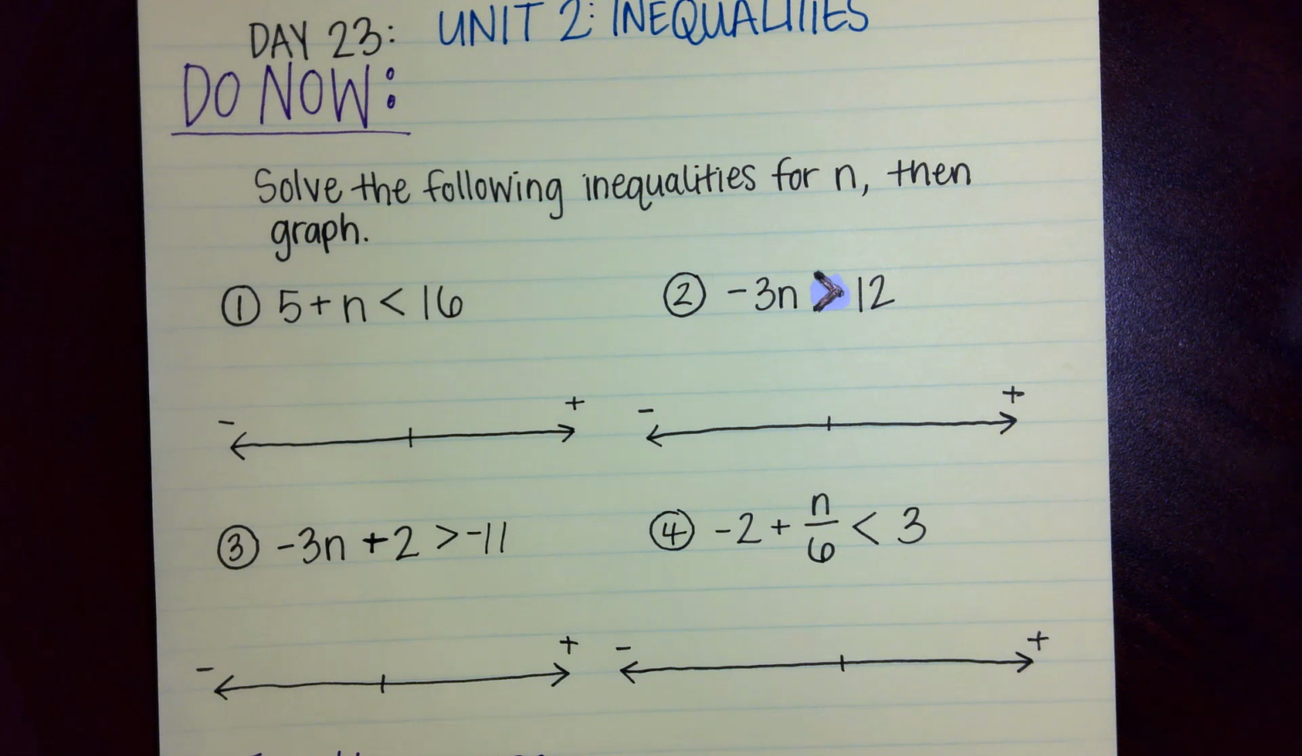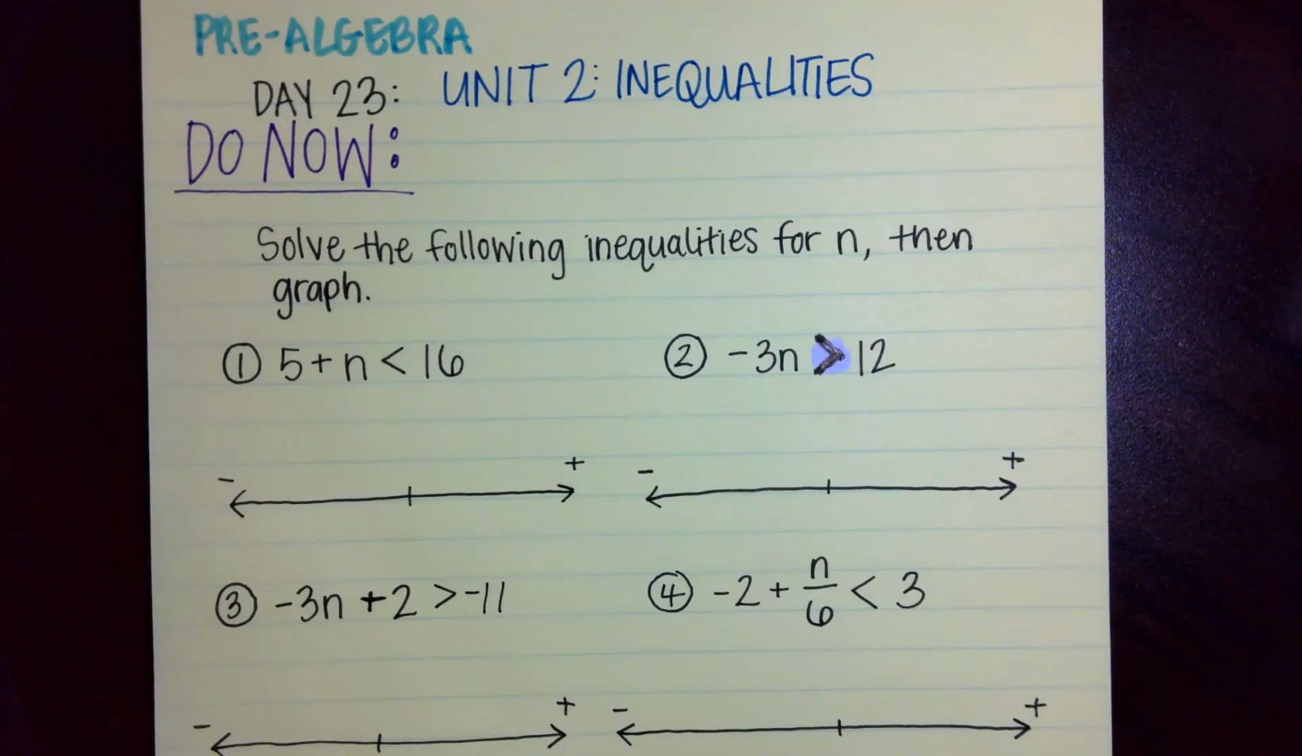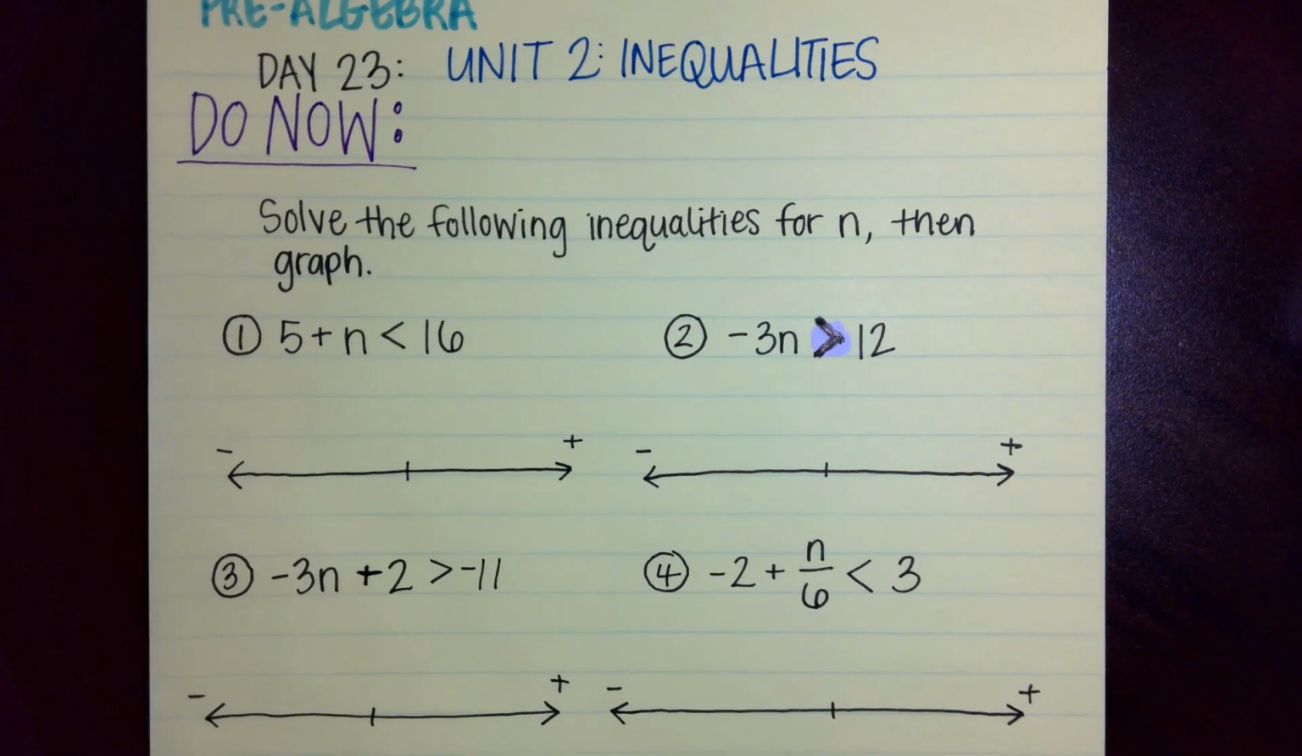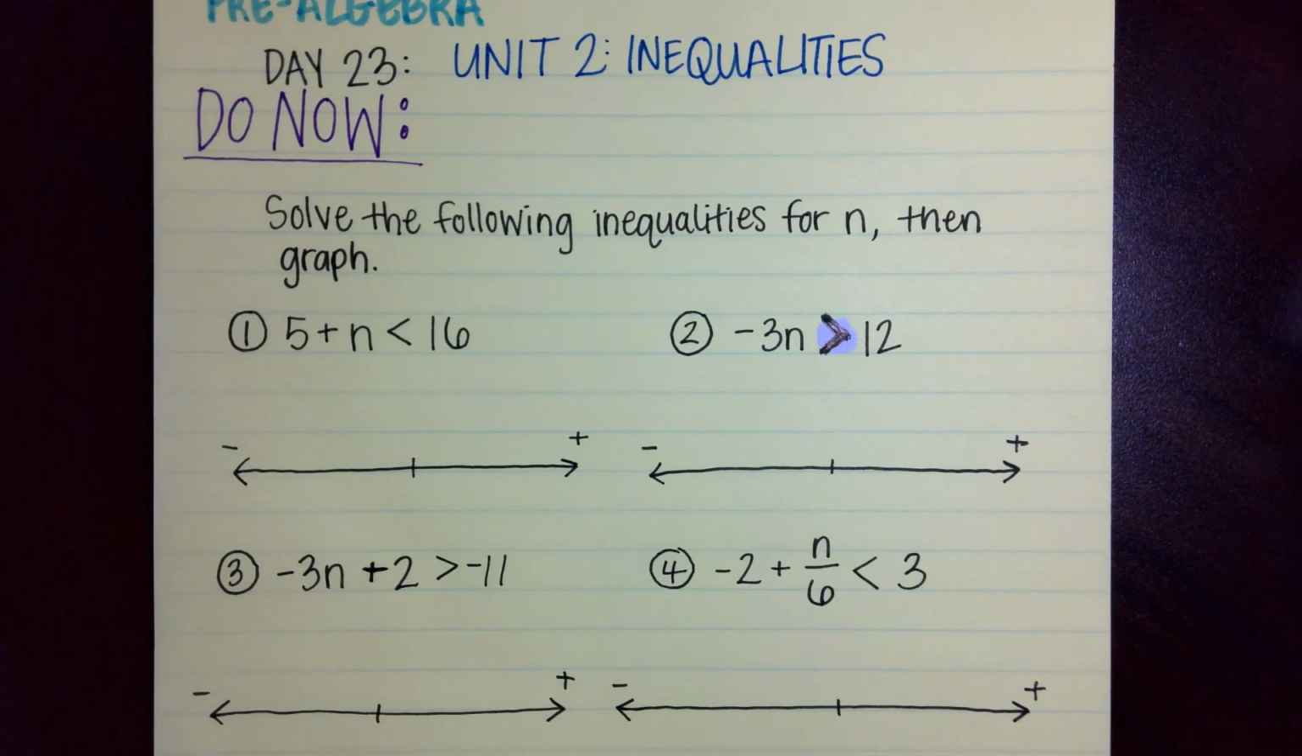Okay, it is day 23. Our do now today is four inequalities that we are solving for n. After we solve them, we graph. So let's go ahead and look at number 1.